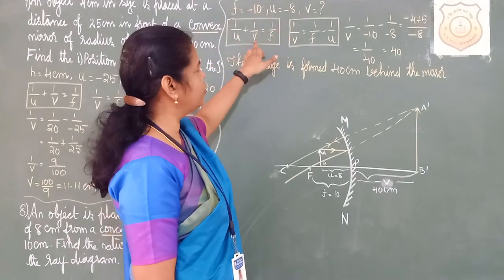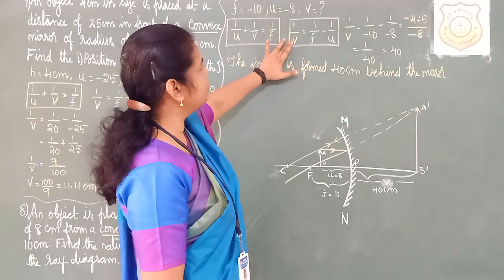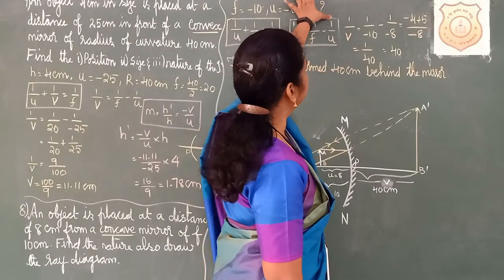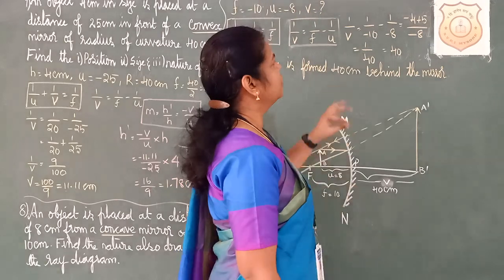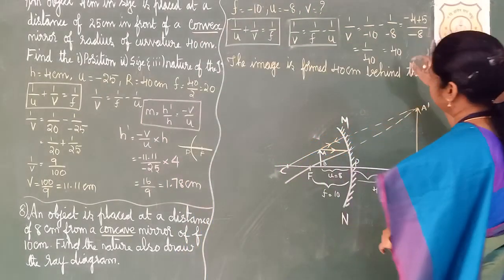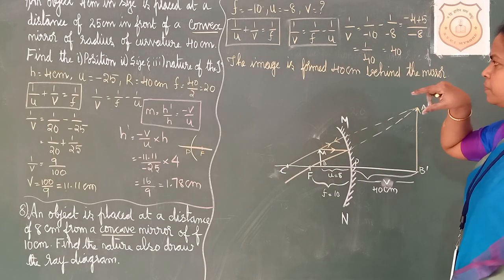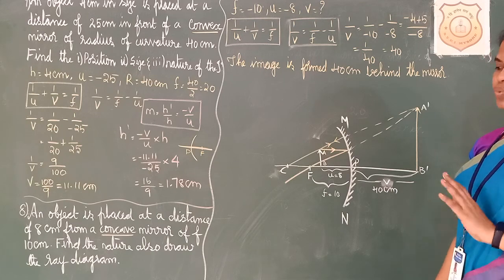From this you will get 1 by v. How will you write this? This no need to put inside the box. I have just put it to show you that it's very important. Okay, only this is enough. So 1 by v is equal to 1 by minus 10 minus 1 by minus 8. So you will get the value as 40. So the image formed is 40 centimeters behind the mirror. This is one way of asking.